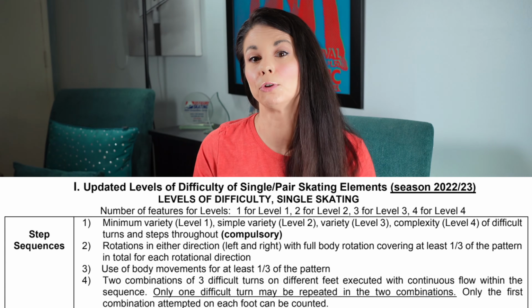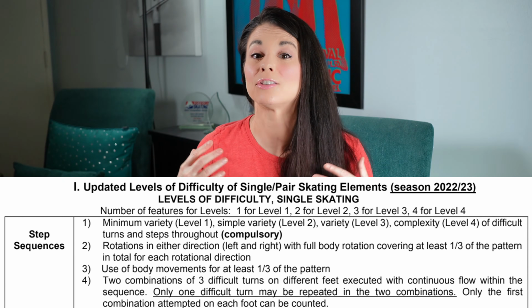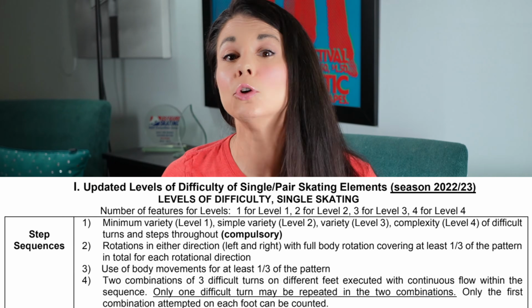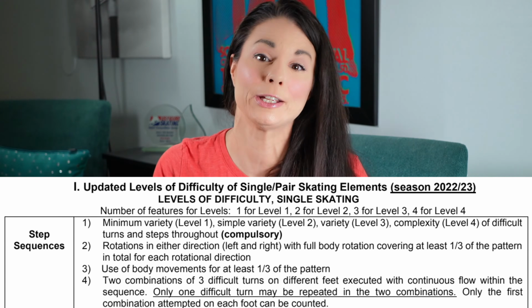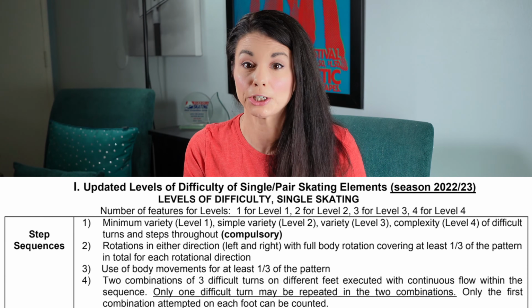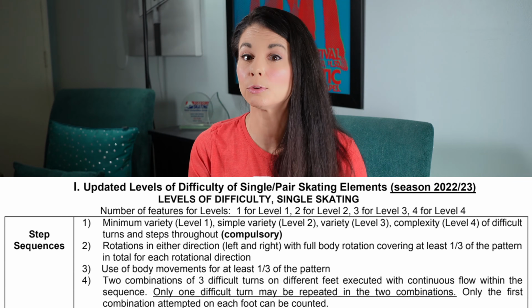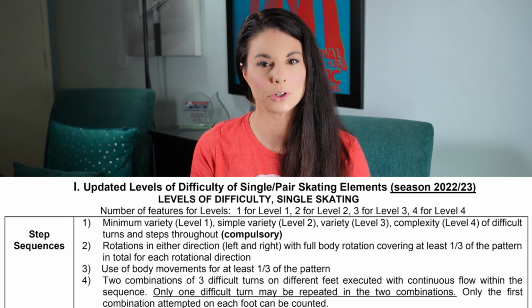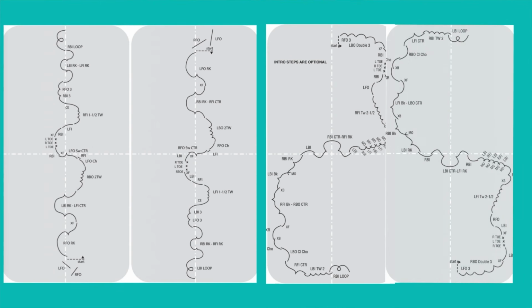Use of body movements means visible use for a combined total of at least 1/3 of the pattern. Any movement of the arms or head or torso or hips or legs that influence the balance of the main body core. There's no longer a required pattern. The step sequence must be visible, identifiable, and performed using the entire ice surface. For example, straight line, serpentine, circle, oval, or similar shape.